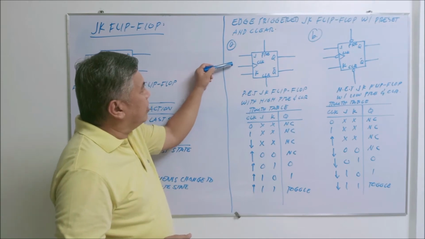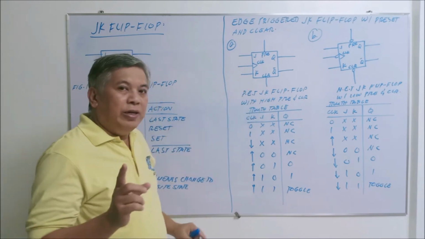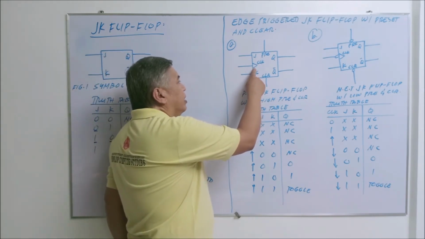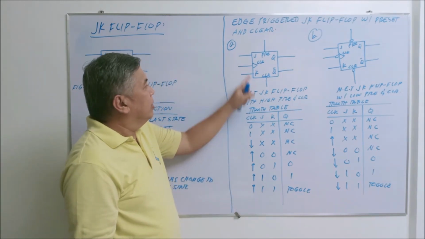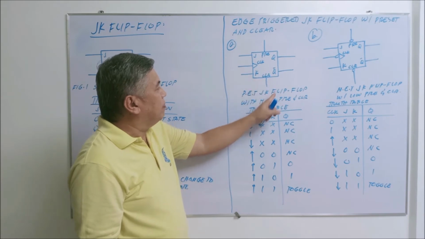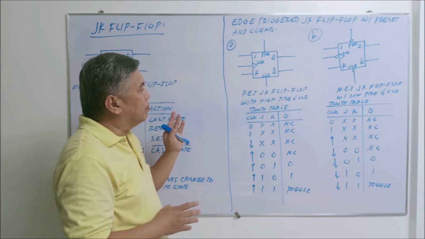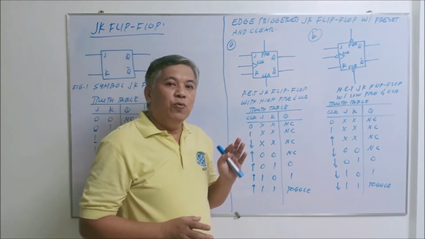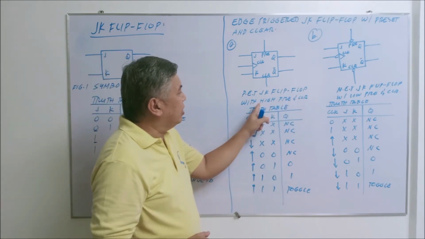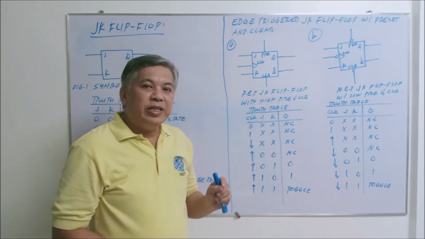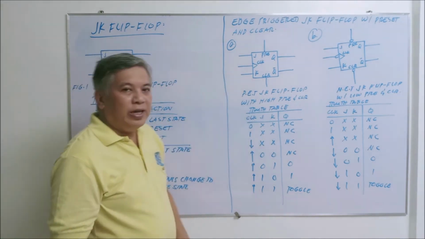In A here, the symbol for A, this is actually a positive edge-triggered JK flip-flop. Positive in the sense that the symbol here has a triangle, which means positive edge of the clock. So this is a positive edge JK flip-flop with high preset and clear. Again, the value of your preset and clear should be 1 only. There is no value of 0, because as it says here, high preset and clear. Okay? So we have here the truth table of your symbol A.